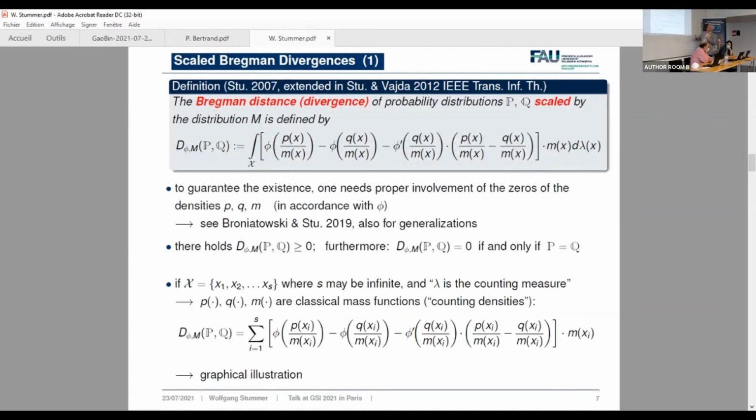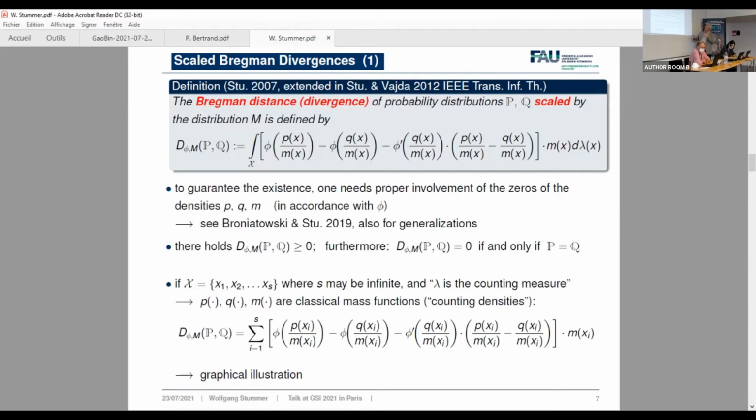I would like to explain the scaled Bregman distances, which we developed a few years ago. It works like this. The main part of the integrand is phi evaluated at the ratio of the density p divided by the scaling density m, minus phi evaluated at q divided by m, minus phi prime evaluated at q divided by m times the difference of p divided by m minus q divided by m. The other part uses again the scaling m, but of course this is a non-linear thing.